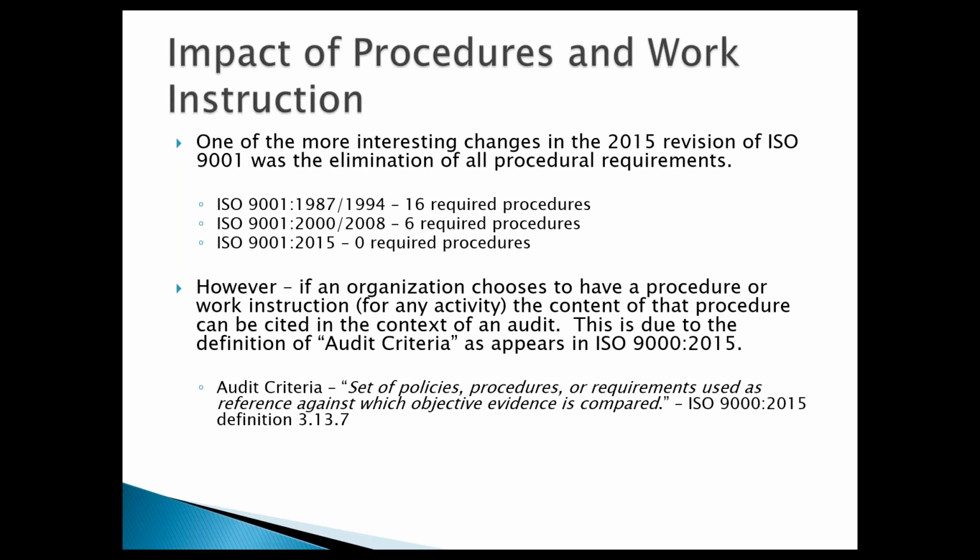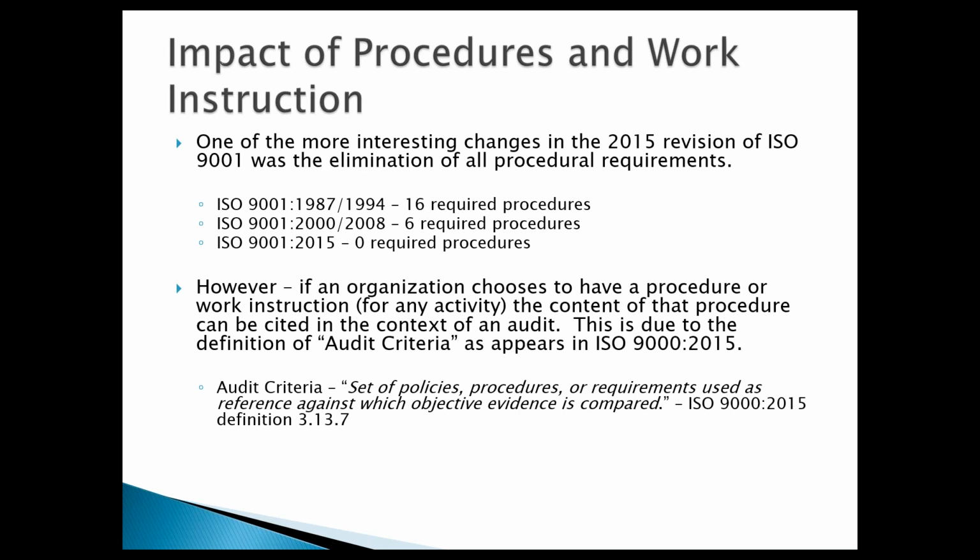Now, procedures, you must understand, are one way to control a process or an activity within an ISO 9001 quality management system. They're not mandatory, but if the organization chooses to have a procedure, chooses to have a work instruction for anything, it doesn't even have to be something necessarily that has a specific line item within ISO 9001, the content of that procedure can be cited in the context of an audit. And we can do that based on how the term audit criteria is defined.